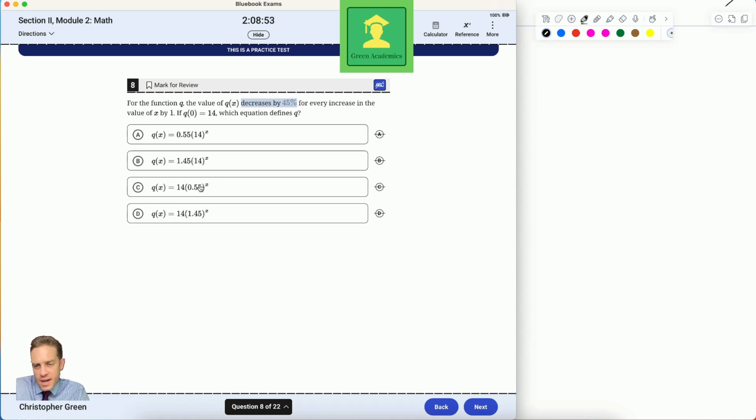And then q of 0, yeah, if you put in 0 as x, the exponent, 0.55 to the 0 is 1, gives you 14.